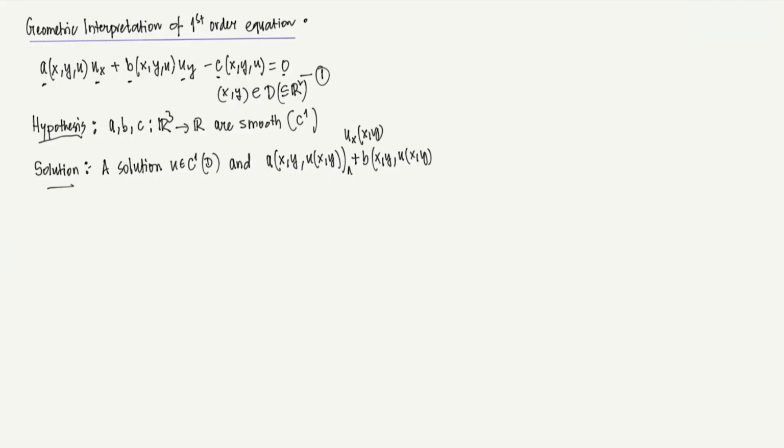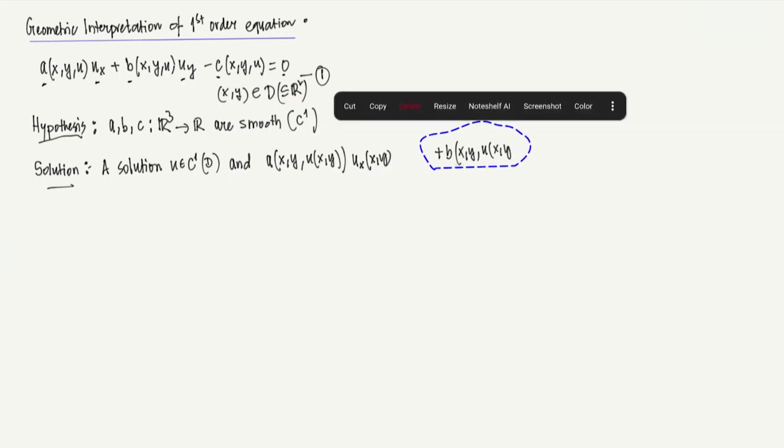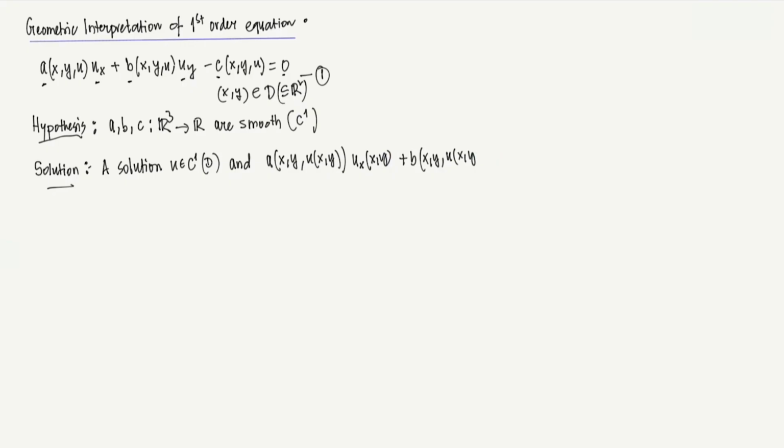Okay, so maybe I can put it here. One second, let me just put it there. There is no point writing it like this, so maybe I can put it here. So we have a times ux at the point AB, okay, plus b times uy of xy, u of xy at the point AB, right? So basically for every point xy, I want my equation to be satisfied. That's the point, okay? So minus c of xy, u of xy has to be 0. I hope it is clear now.